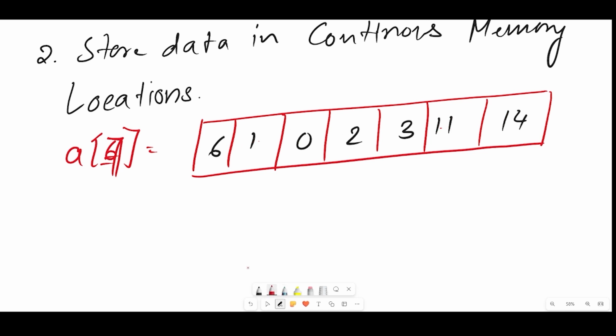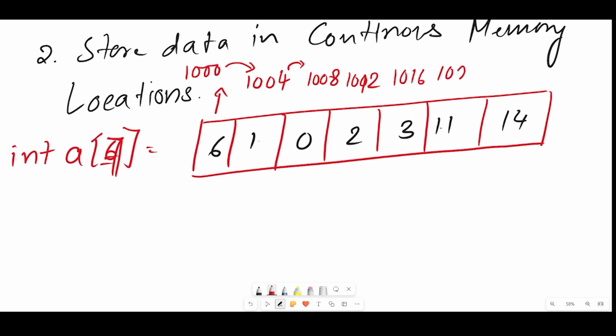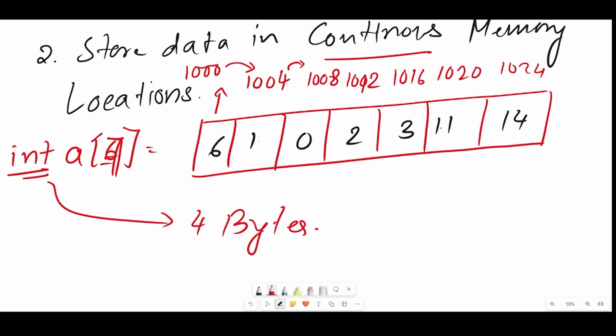If I have to write the addresses, that is the locations for this, how will I write? If the very first address is starting with 1000, the next one, since it is an int data type, will be 1004, then 1008, 1012, 1016, 1020 and 1024, because an int data type takes 4 bytes of memory. Since it's a continuous memory location, and since it's an int type, the next address will be +4 of the previous address.